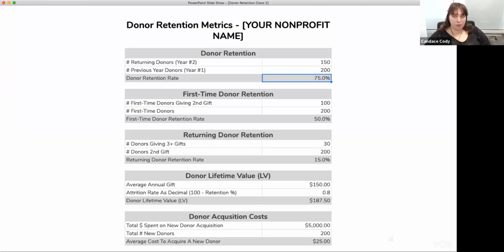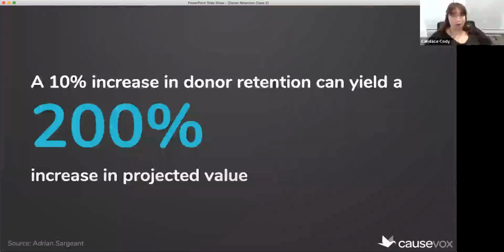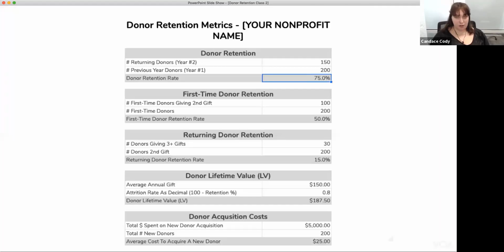Last week we went over the donor retention calculator. Hopefully you did this for yourself, where you plugged in your numbers and got your current retention rates for these separate segments. And now, using those existing rates, you're going to want to set your specific goals for increasing them. So a 10% increase in donor retention can yield a 200% increase in projected value. So maybe keep that in mind as a goal for the year. Maybe try and increase donor retention 10%, and look at the ways that you can do that.